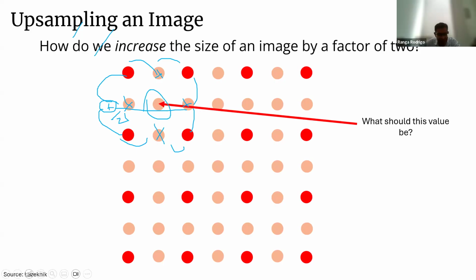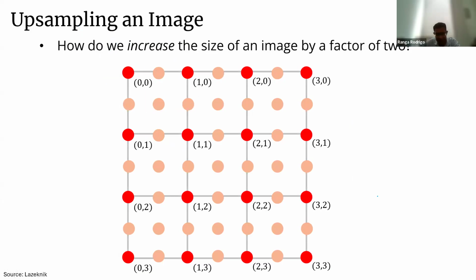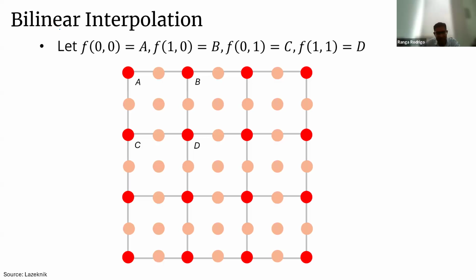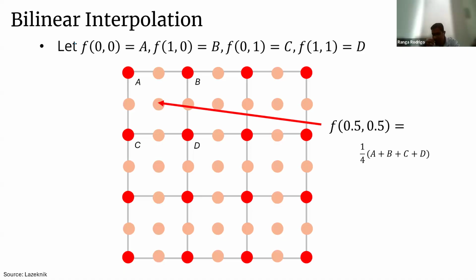So what should the value here be? So we need to interpolate. So there what we do is, if you put ABCD numbers there, so half A plus B, right? I think you understand that. This is half A plus C. For this one, you can add all the numbers and divide by 4. This is very easy if you want to upsample by a factor of 2.